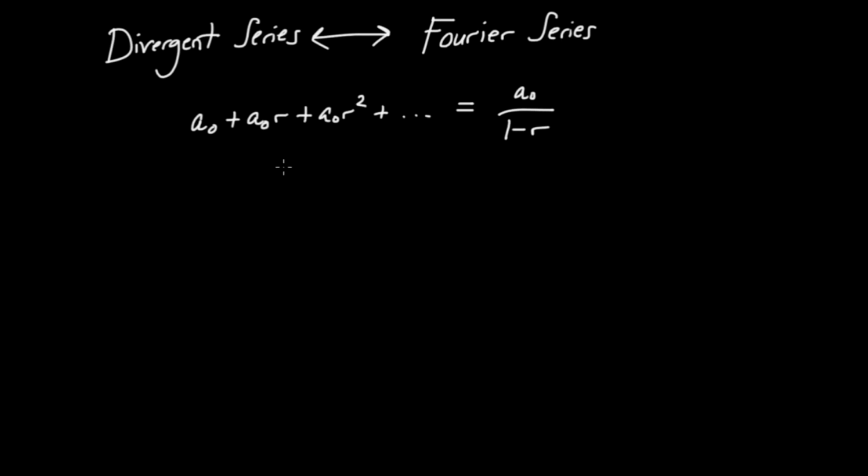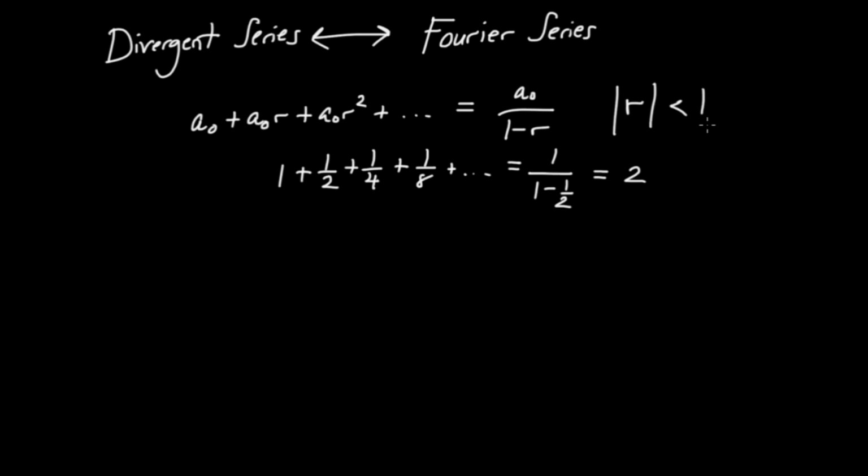An easy, quite familiar example is when a naught is equal to 1, and when r, which is also called the common ratio, is equal to 1/2, in which case I get the following geometric series. 1 plus 1/2 plus a fourth plus an eighth, and so on, is equal to, just following the formula, 1 over 1 minus 1/2, which is equal to 2. And this is a convergent series in the usual sense. And in general, such geometric series only converge when the absolute value of r is less than 1. If you were to stick in r is equal to 1, you would get a divergent series.